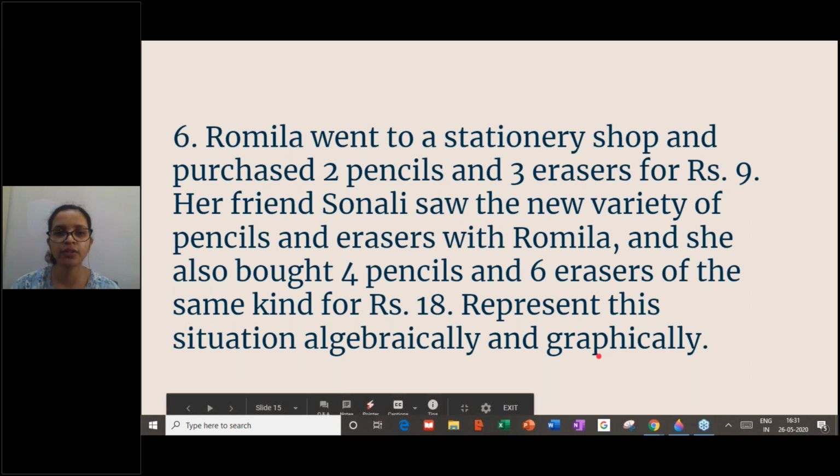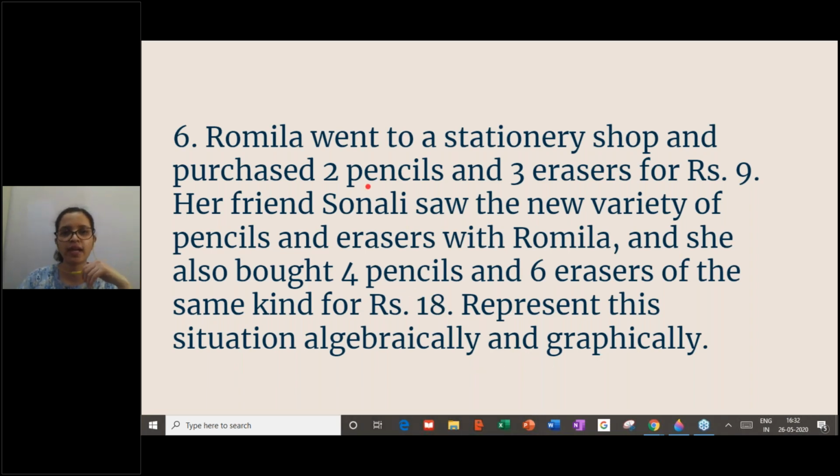Whereas for graphically, what do you do? First, you write the equation in terms of either x or y. So it will be 2x plus 3y is equal to 9. So you can say 3y is equal to 9 minus 2x, or y is equal to 9 minus 2x by 3. Then you substitute values of x in that, like x equals 1.